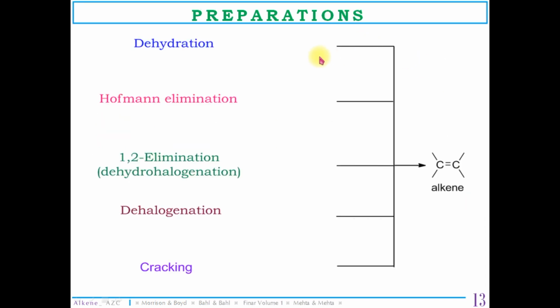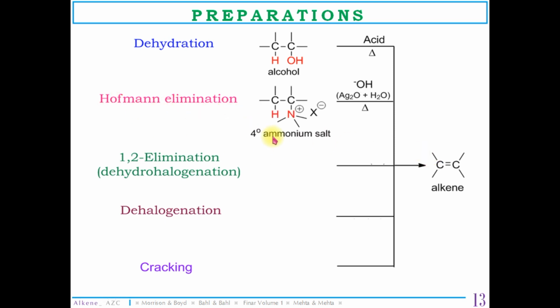Next is the preparation of alkene. The first example is that alcohols heated in the presence of acid give alkene. The second reaction is Hofmann elimination, where a quaternary ammonium salt is reacted with silver oxide in water, which liberates hydroxide ion, which eliminates hydrogen and this quaternary nitrogen, giving alkene.